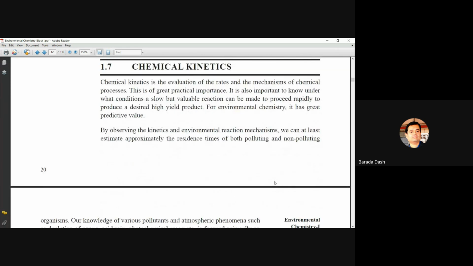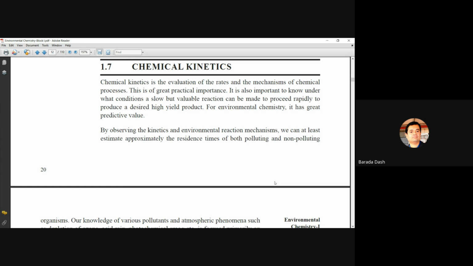So then what is kinetic? Chemical kinetics. What is chemical kinetics? Chemical kinetics is the evaluation of the rates and mechanisms of chemical processes. This is of great practical importance. So chemical kinetics is also about how fast or how slow a reaction will occur, and the mechanism of the reaction. Those processes are called chemical kinetics.